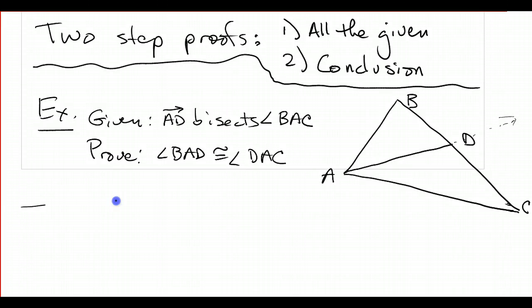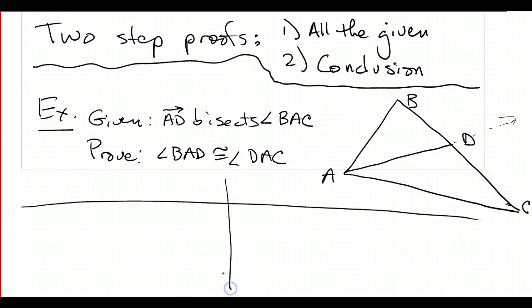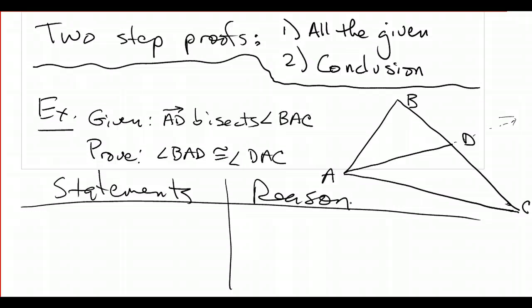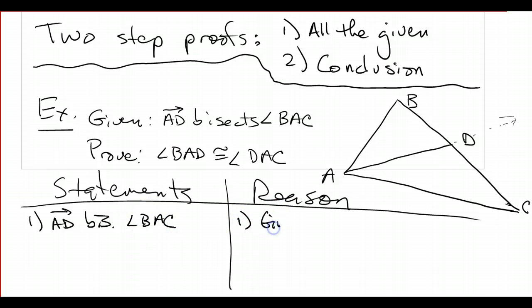Alright, so let's make our table. We've got statements. We've got reasons. Remember, the way that I show you in the example problems is the way that I'm looking for you to do it on quizzes and tests. So make sure you make your chart, make sure you label your statements and reasons, make sure that you number your statements and reasons. If you don't, you're not going to get full credit. So almost all the time, when we do proofs, we're going to list our given information first. So I've got ray AD, and if you want to abbreviate, you can, bisects angle BAC. The reason for this is given.